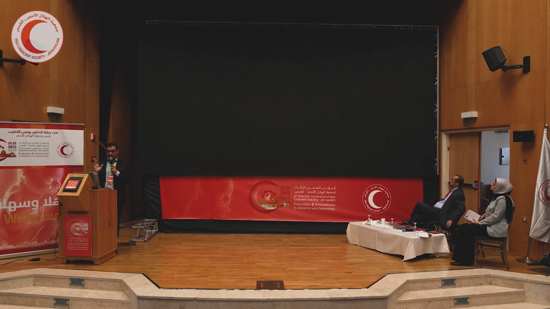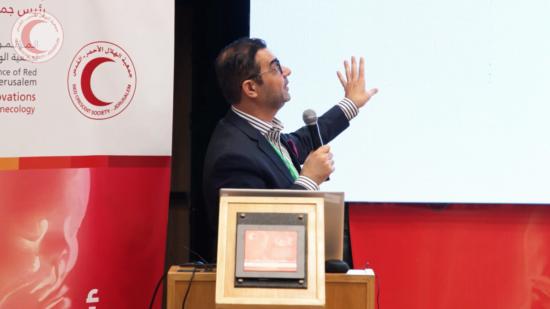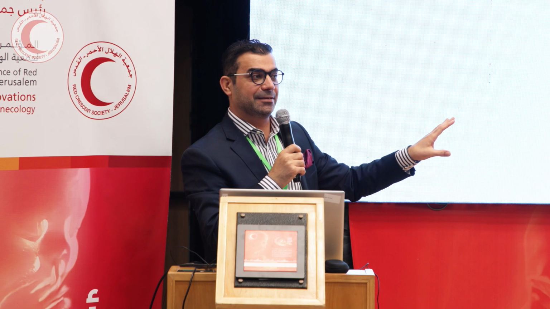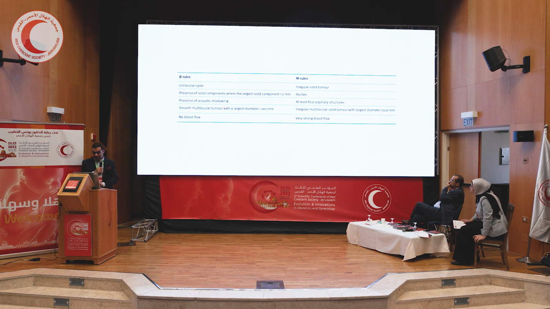Once you've done that, we go by something called the simple rules. If you have at least one of the benign features and absence of the M features, that's almost certainly benign. If there is one M feature and no B feature, that's almost certainly malignant. But if you have one M feature and one B feature, it's inconclusive. You can't make any decisions. And again, you don't have to remember them. There's a very easy way to do that.